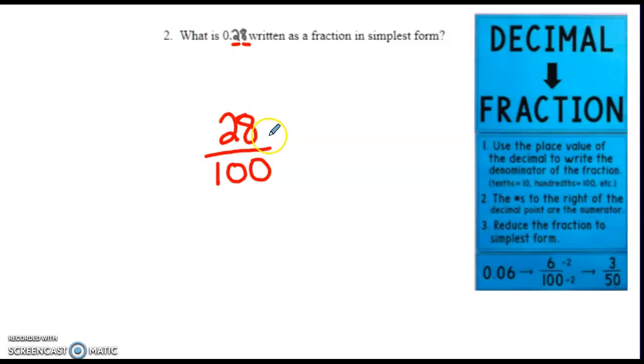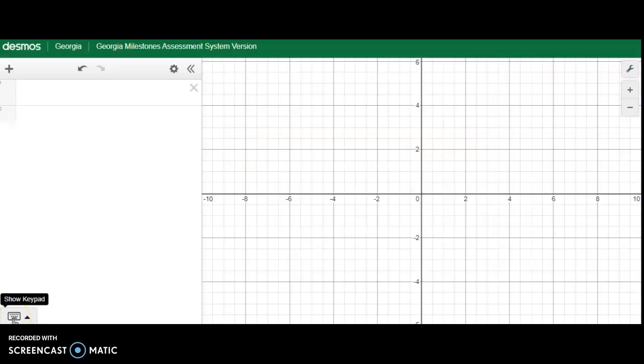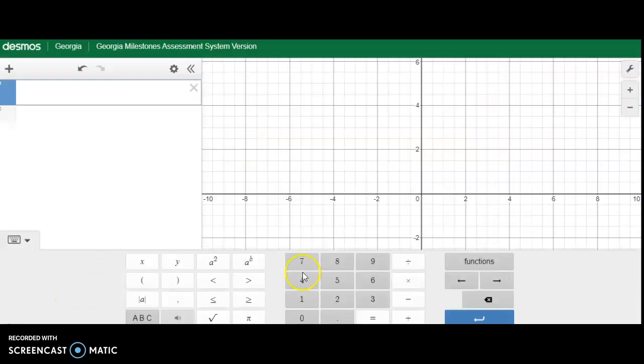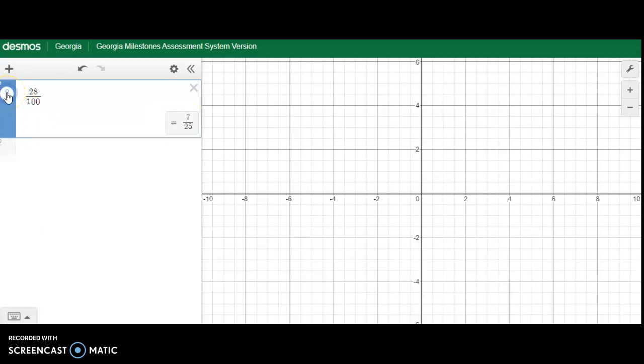So you could divide the same number on top and bottom, and you can also do it in the calculator. So I'm going to show you that. So here I am on Desmos. I'm going to show my keypad, and I'm going to type it in, 28 divided by 100. This is how it looked originally. Notice it gives us a decimal, but we wanted it in simplest fraction form. So we can go over here and change it back to a fraction, and it will tell us that 7 over 25 is the simplest form.